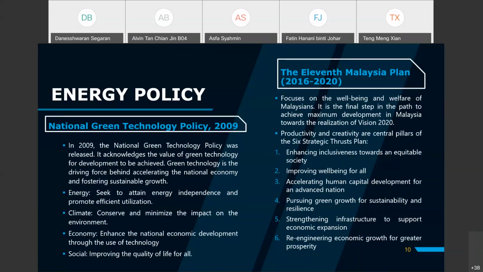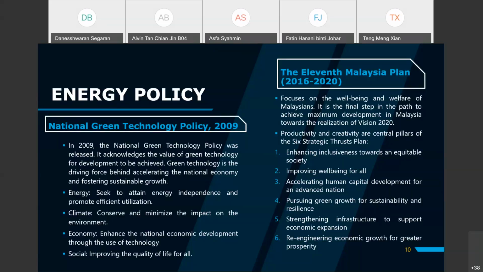So it can benefit in the form of energy, where it can seek to attain energy independence and promote efficient utilization. In terms of climate, it can conserve and minimize the impact on the environment. In terms of economy, it can enhance the national economic development through the use of technology. And last, for social, it can improve the quality of life for all.